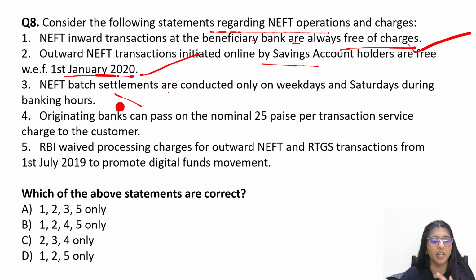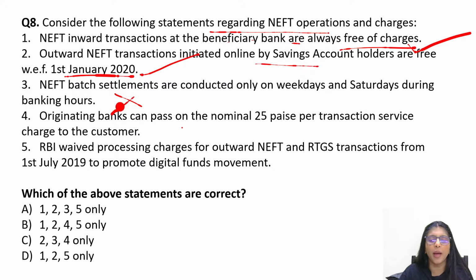NEFT batch settlement operates 24/7, 365 days. It is not off on any day. It includes holidays, not just weekends and Saturdays. It includes everything, so it basically operates 24/7, that is 365 days. So it's incorrect.